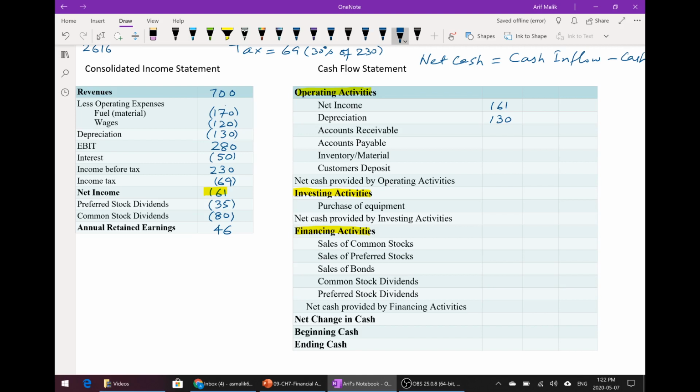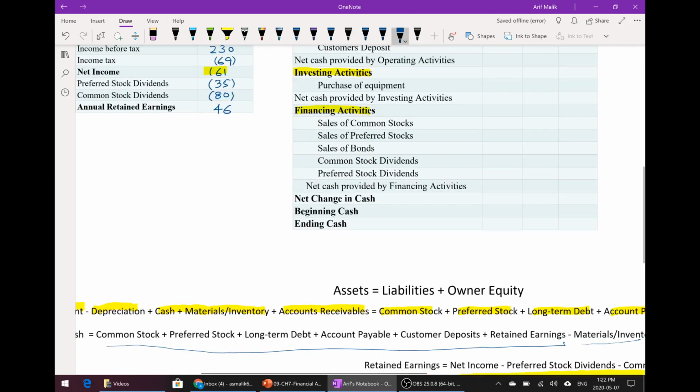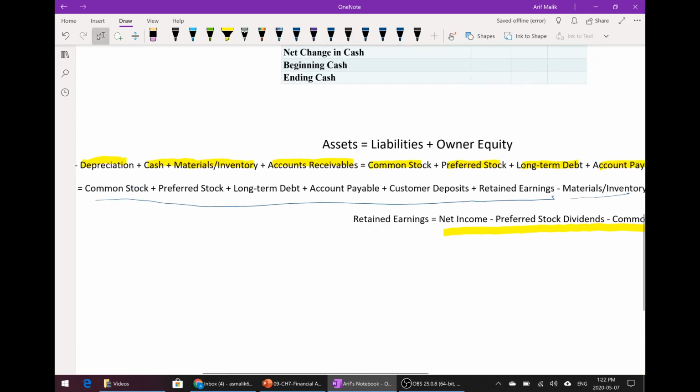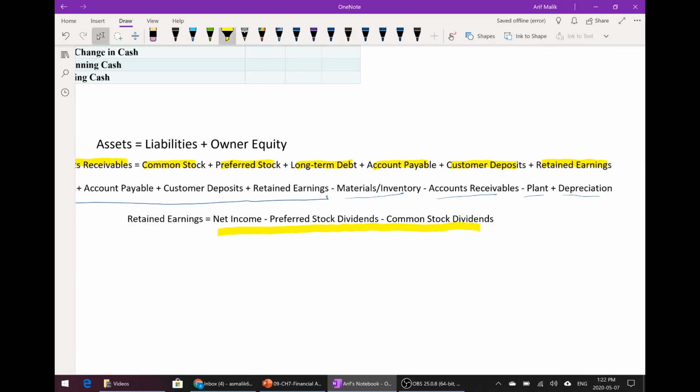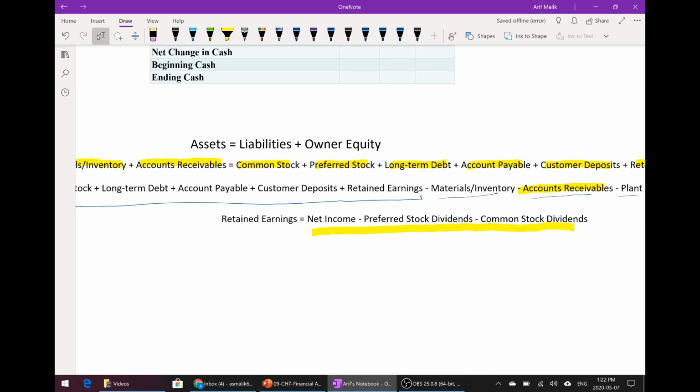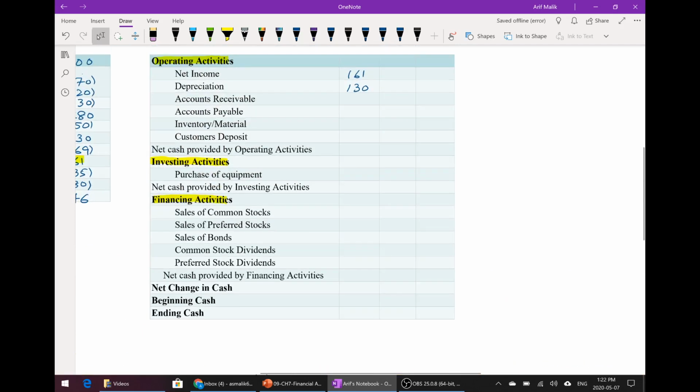Accounts receivable, if you look at the equation again, is negative here. And we go back here. Accounts receivable were 10, so we show negative 10.